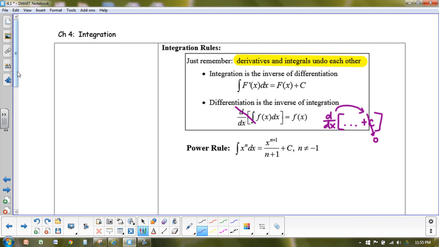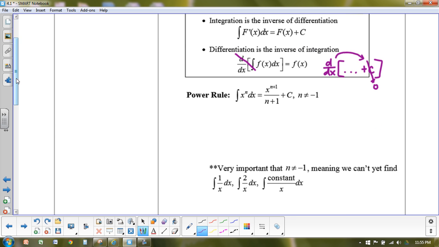Alright, one of your essential questions talked about this power rule idea. Let's try to break that down. So notice where things are going and kind of follow them through. So you start with x to the n that you're going to integrate, and they tell you that's x to the n plus 1 divided by n plus 1, and then plus c.